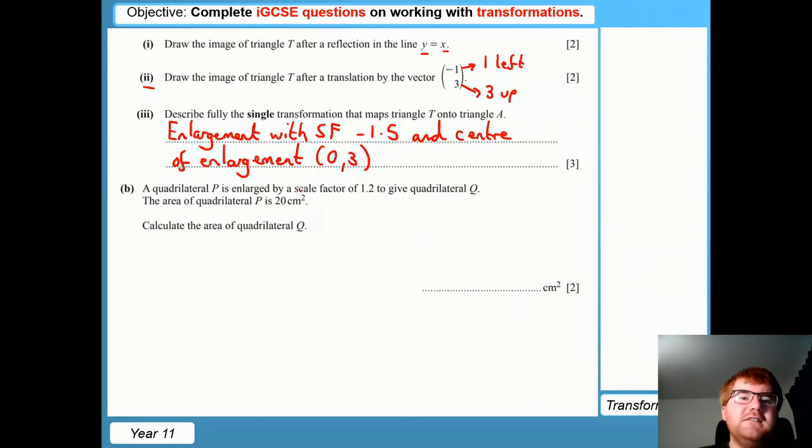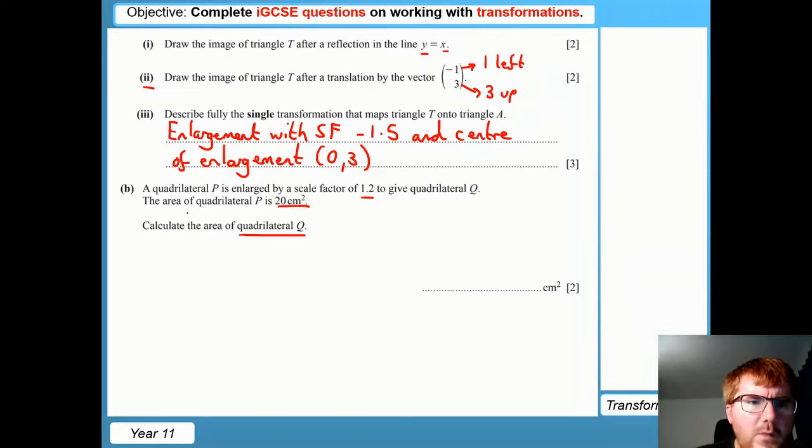And now we've got a nice little twist here with similarity and scale factors to finish off. Quadrilateral P is enlarged by a scale factor of 1.2 to give quadrilateral Q. We're told the area of quadrilateral P is 20 square centimeters. Calculate the area of quadrilateral Q. So even within a transformations question, they are really testing your knowledge of other areas of the course.